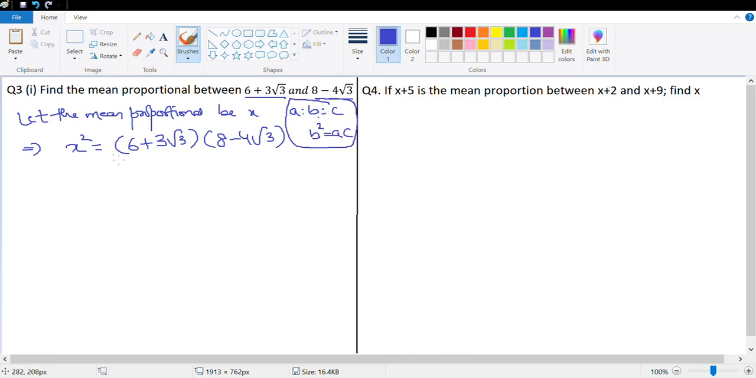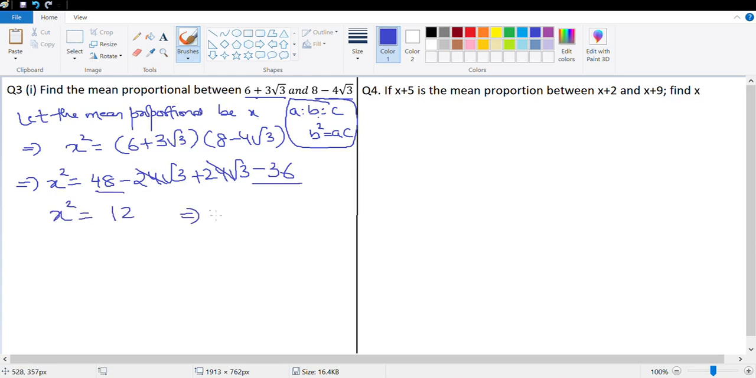So x square is equal to a, in this case 6 plus 3 root 3, c in this case 8 minus 4 root 3, which means x square is equal to 6 into 8, 48, minus 6 into 4 root 3, that's 24 root 3, 3 root 3 into 8, that's plus 24 root 3, and 3 root 3 into negative 4 root 3, that's 3 into 4, 12, root 3 into root 3, that's 3. So 12 into 3, 36. So that's minus 36. This and this gets cancelled. x square is equal to 48 minus 36. That's 12, which means x is equal to root 12. That would be 4 into 3.